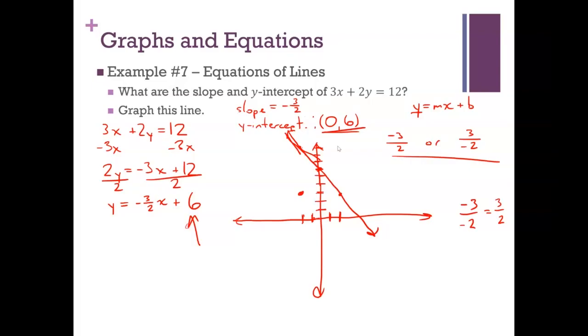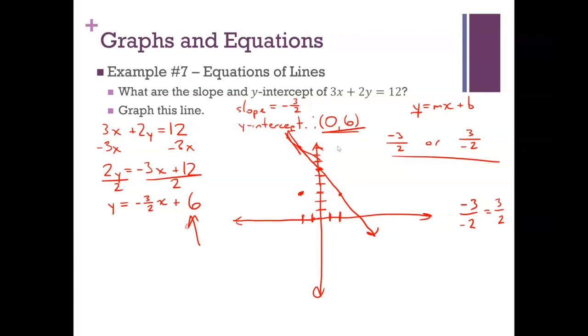What else? How are we doing? Next one. The y-axis. So we know it's 0 and 6. So for 6 we count 1, 2, 3, 4, 5, 6, and then we mark it.